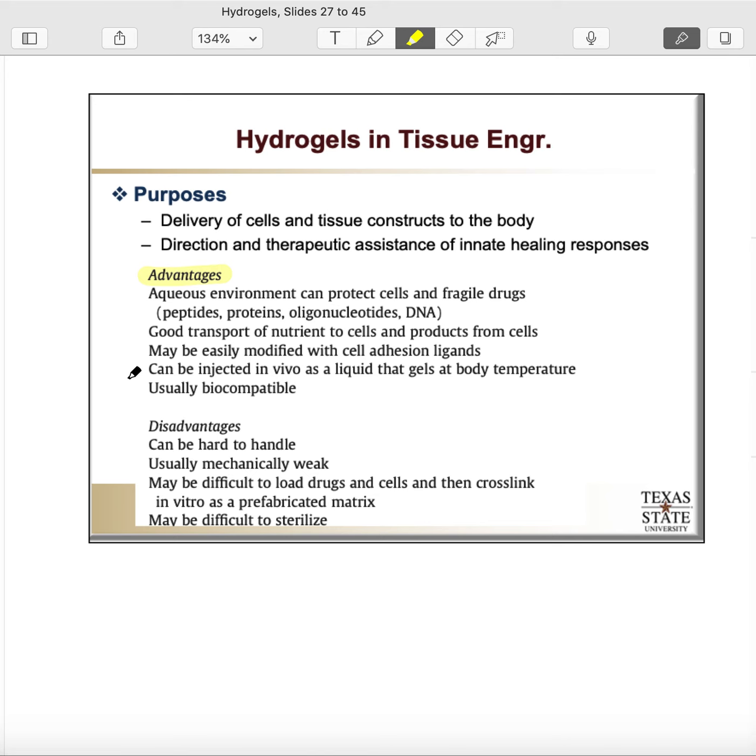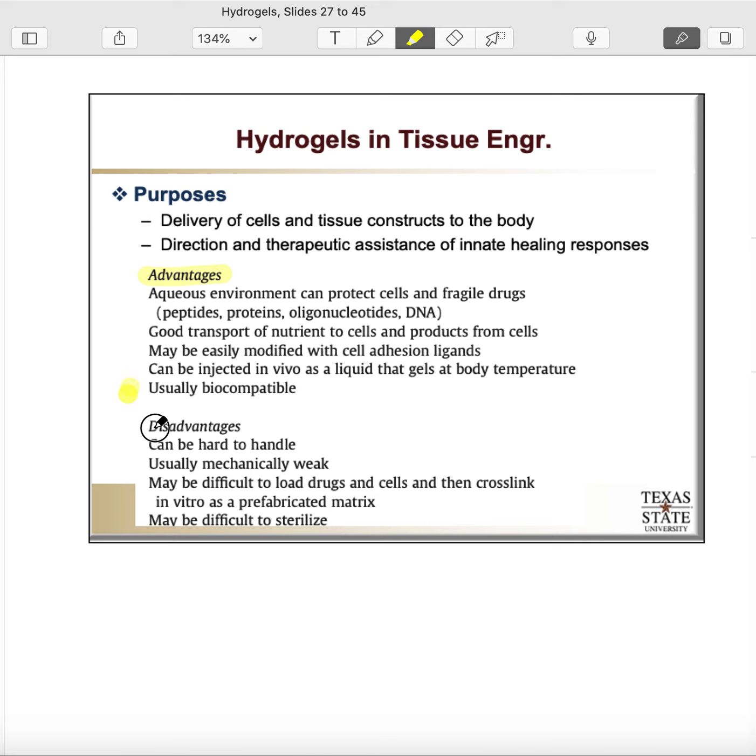Some of them can be injected as liquids that would then gel inside of the body by utilizing temperature responsive systems, or utilizing polymerizations that can be activated in situ either by temperature or with the use of photocatalysis.